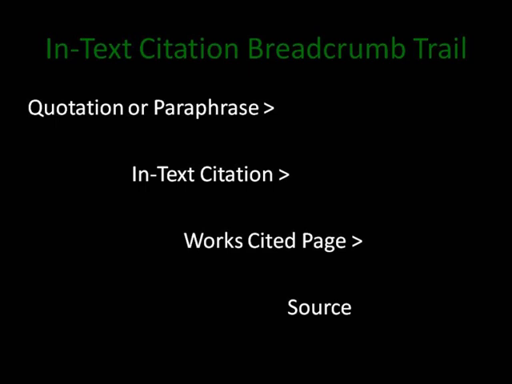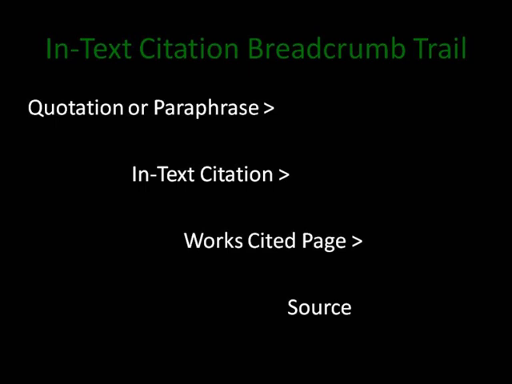Think of citation as a breadcrumb trail. When your reader comes across a reference to a source in your paper, either in the form of a quotation, a summary, or a paraphrase, you must provide an in-text citation. This provides just enough information for the reader to find a full citation in the works cited page.